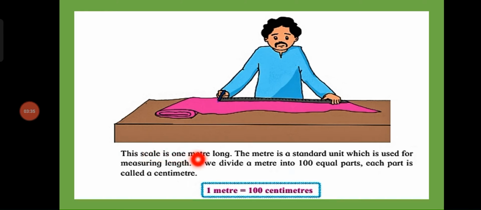This scale is 1 meter long. The meter is a standard unit which is used for measuring length. If we divide a meter into 100 equal parts, each part is called a centimeter. So children, you know 1 meter is equal to 100 centimeters.